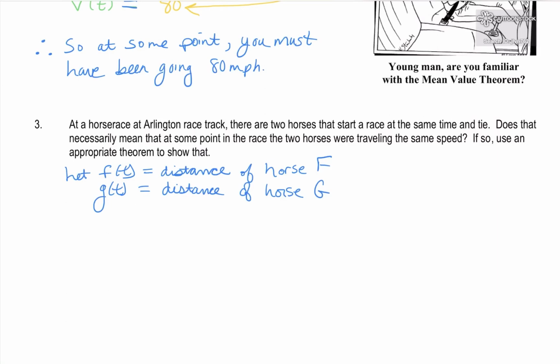All right, so then we are going to define h of t to be a distance function that is the difference in the distances of horse F and horse G.